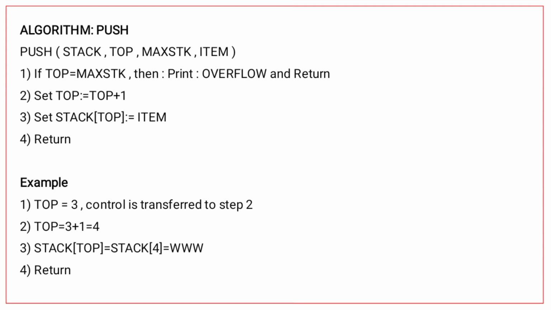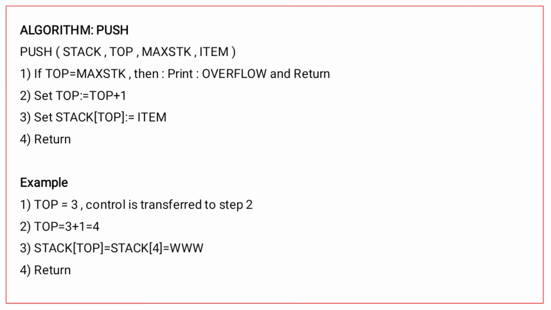So the algorithm of push operation is as follows: push, then we use the parameters stack, top, max stack and atom. These are the parameters we use in push operation algorithm. The first step is if top equal to max stack, then print overflow and return. Step 2, set top equal to top plus 1, and third step is set stack of top equal to atom, and fourth step is return. Now consider one example. Consider the stack in the above figure.